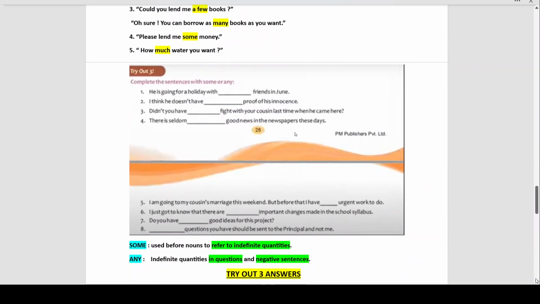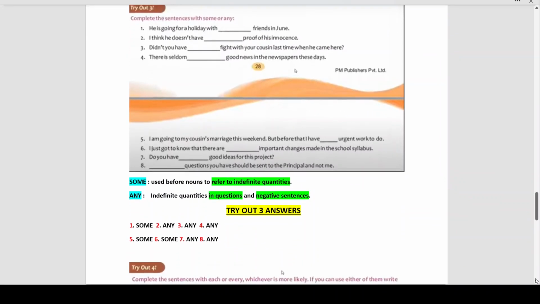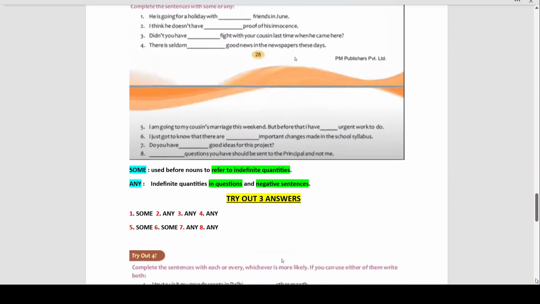Next, number three: complete the sentences with some or any. Before doing this, let us understand where we use some and where we use any. Some is used before nouns to refer to an indefinite quantity. We do not know what quantity we are asking for, referring to or specifying. And any is used for indefinite quantities when we ask questions or the sentence has some negative meaning to it. Negative in the sense that it doesn't make any positive sense. The answer will always be in the negative. We can understand clearly with the exercise.